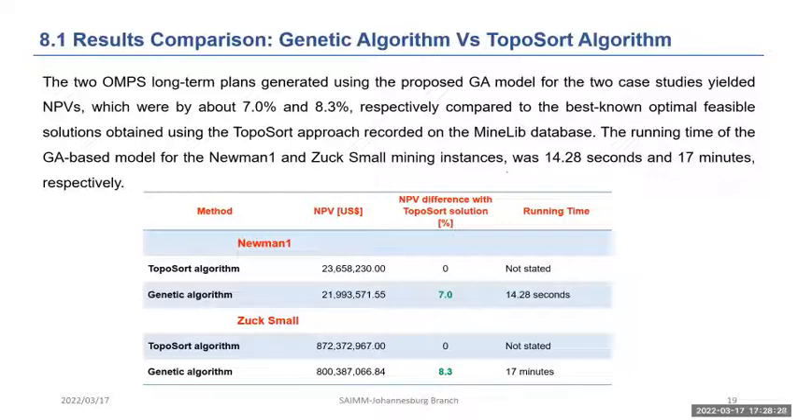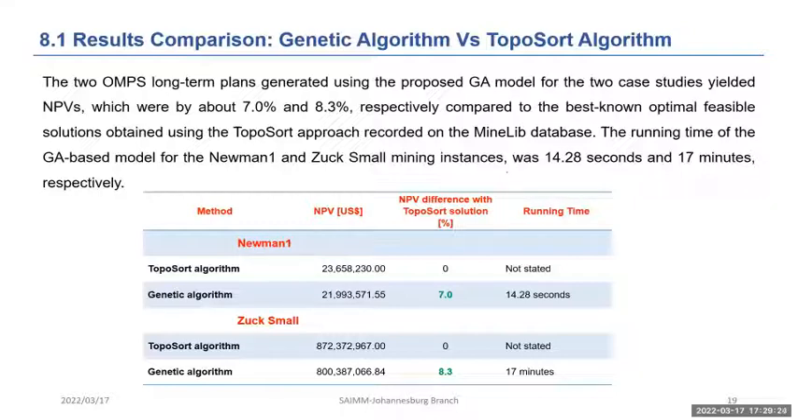So in order to validate the solutions that were obtained by applying the proposed GA model, a numerical comparison was conducted against the TopoSort algorithm, which is the best known solution for the problem and was provided on MineLib at the time of this study. So the two open pit mine production scheduling long-term plans generated using the proposed GA model for the two case studies delivered NPVs which were different by 7% and 8.3% respectively when compared to the best non-optimal feasible solutions obtained using the TopoSort approach, of course recorded on the MineLib database.